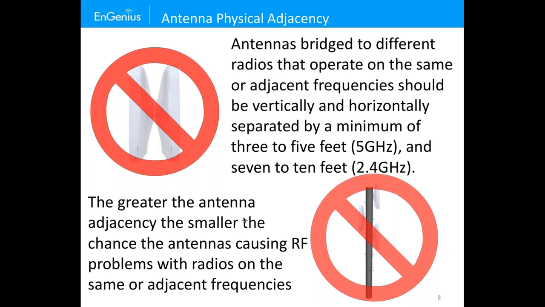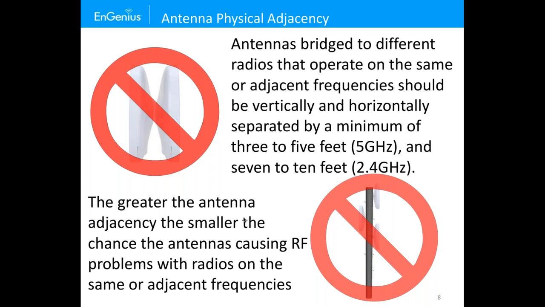So the rule of thumb is 5 gigahertz is 3 to 5 feet, and 2.4 is about 7 to 10 feet of separation. And this is vertically and horizontally because it's isotropic. For example, in the upper left-hand corner of those two end station ACs that are back to back, if one's on channel 161 on the left-hand side and channel 36 on the right-hand side, what I will experience if I have a protocol analyzer is that it'll actually see packets where 161 shows up on channel 36, because they're so physically close to each other.